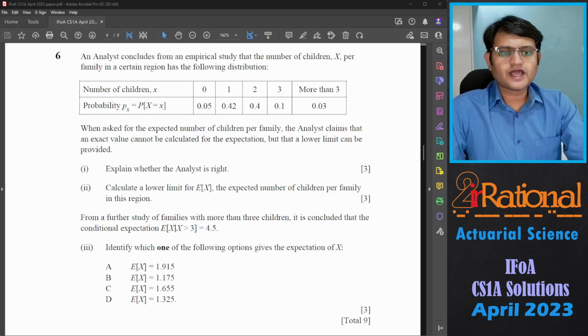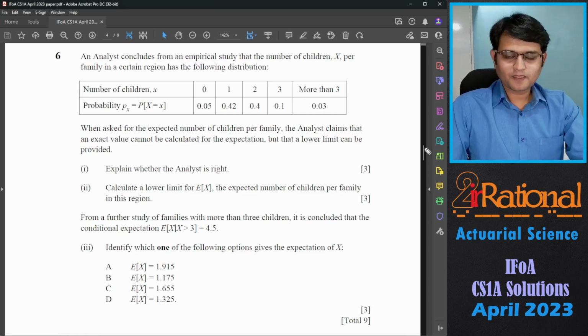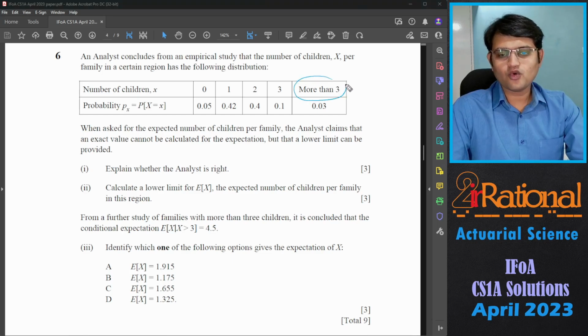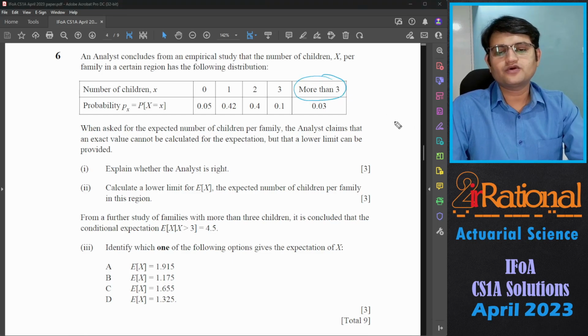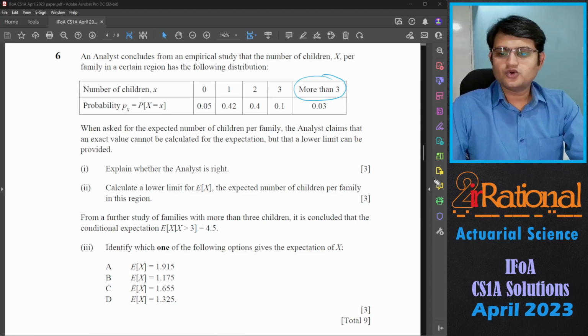For question number 6, an analyst concludes from an empirical study that the number of children x per family in a certain region has the following distribution. When asked for the expected number of children per family, the analyst claimed that an exact value cannot be calculated for the expectation, but that a lower limit can be provided. Explain whether the analyst is right. So if we see the distribution here, we have more than 3. We don't know the exact value of that. That is why we'll get a lower estimate.